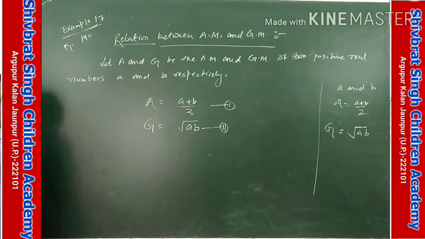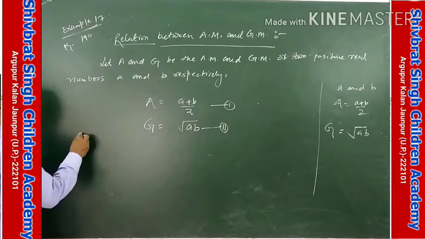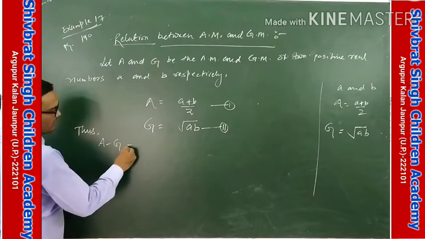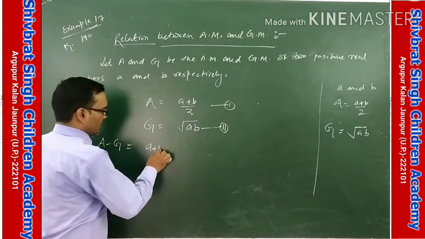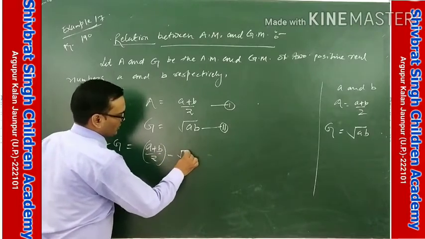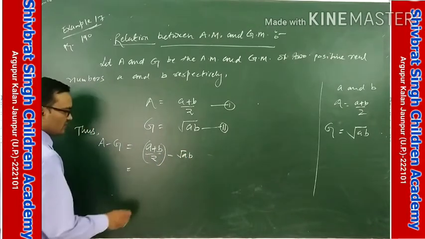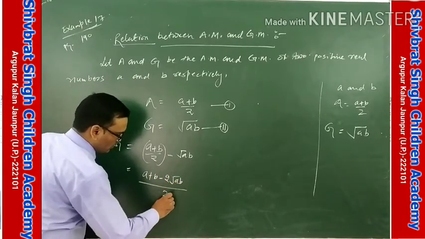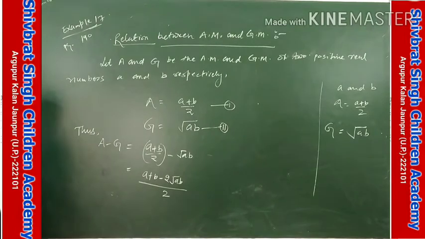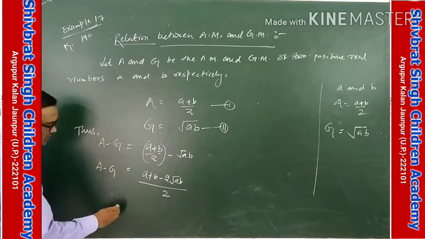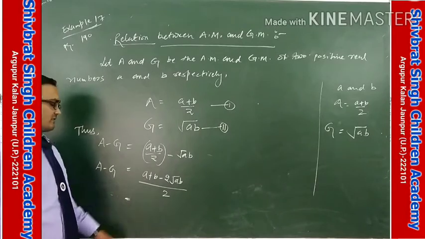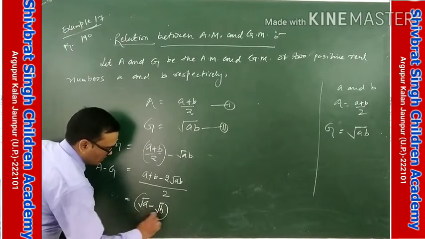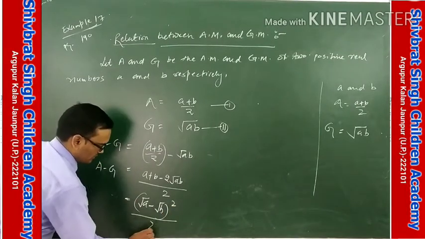From first and second we get A minus G, the value of A minus G, equals (a plus b) upon 2 minus square root ab. That means (a plus b minus 2 square root ab) upon 2. This is written as (square root a minus square root b) whole square upon 2. Why?